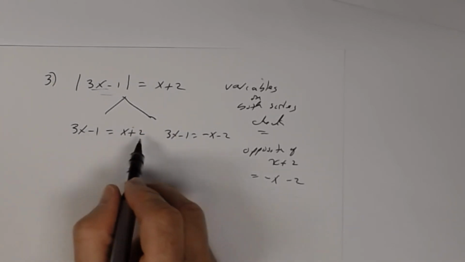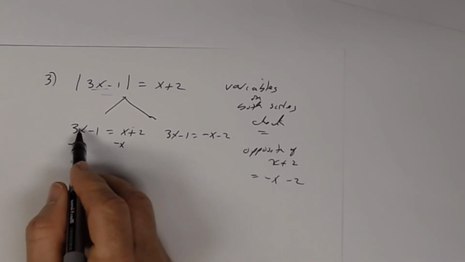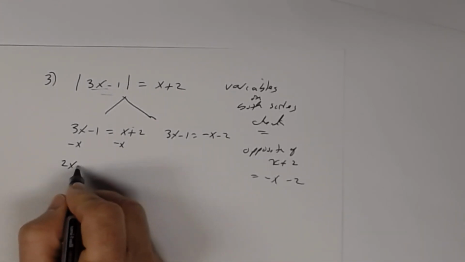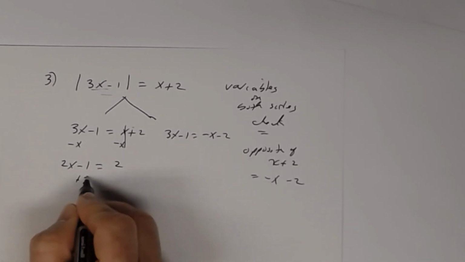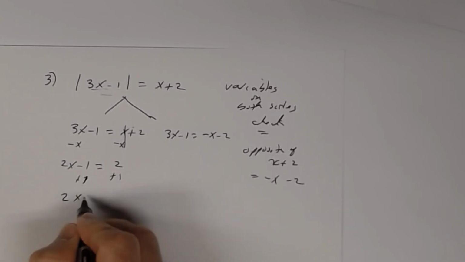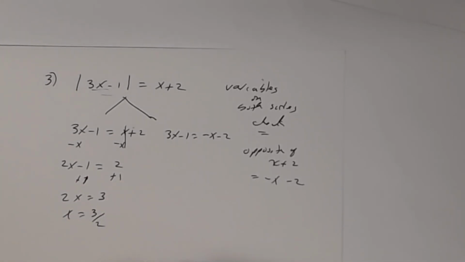And then you solve each of those linear equations. So you're going to subtract x from both sides. So 3x minus x is 2x minus 1 equal. And then over here you get 2. Add 1 to both sides. You get 2x equal 3. So x is 3 halves.